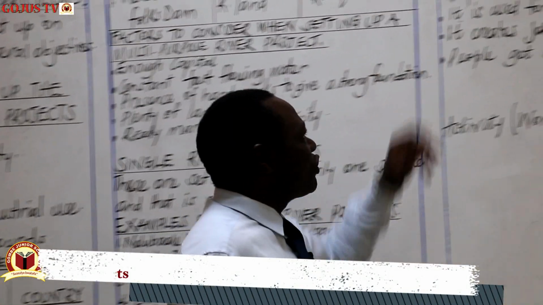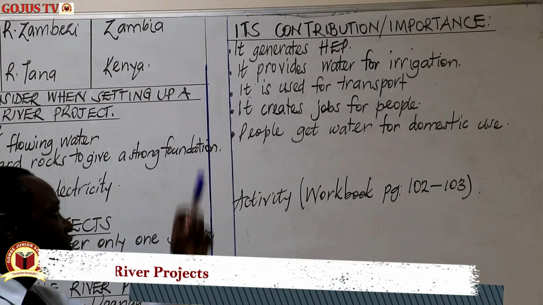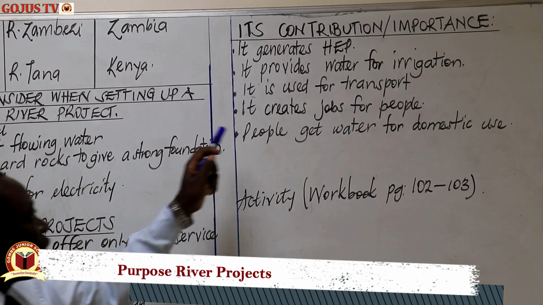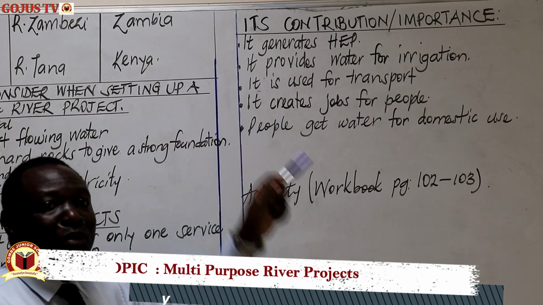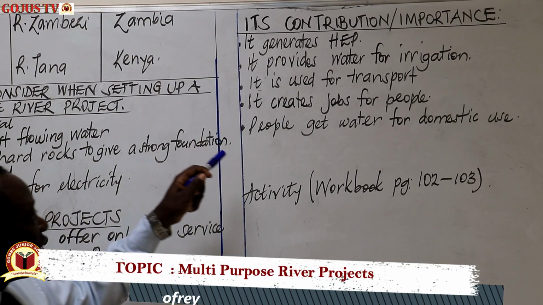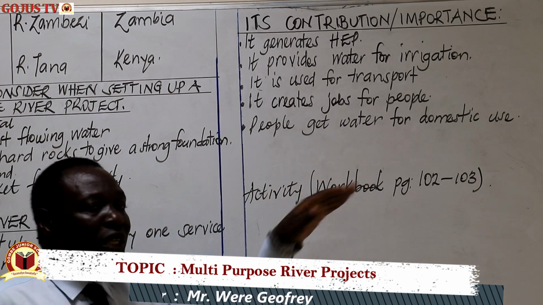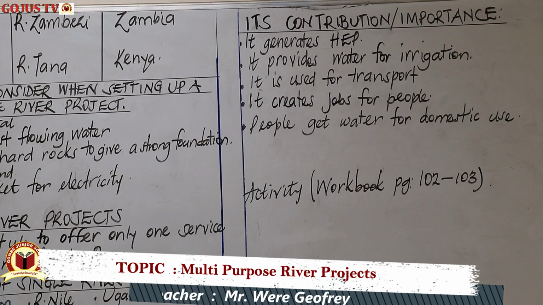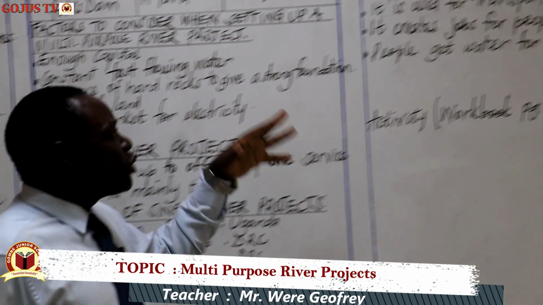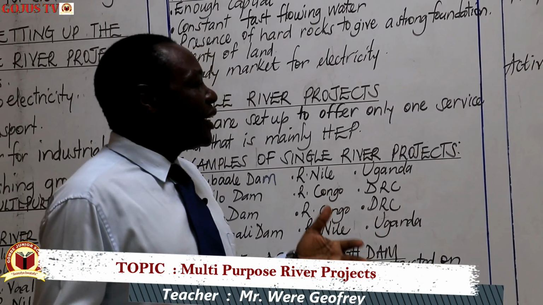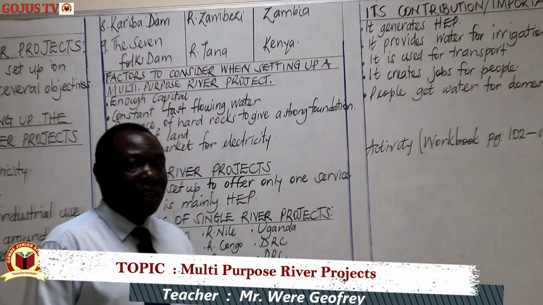Now, let us look at its contribution. The Aswan High Dam generates electricity. It provides water for irrigation. It is also used for transport. It creates jobs for people. People get water for domestic use. So, those are the contributions. They can ask, what's the importance of the Aswan High Dam? Just know these are some of the answers.